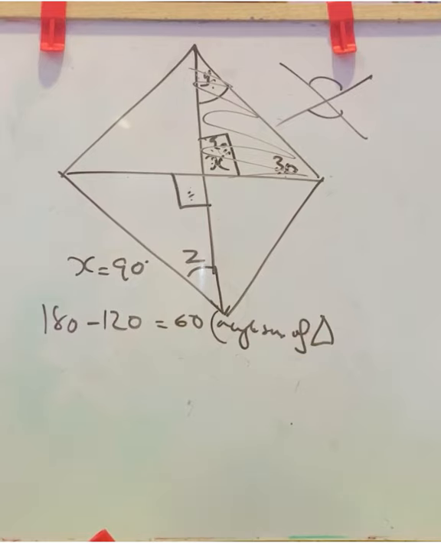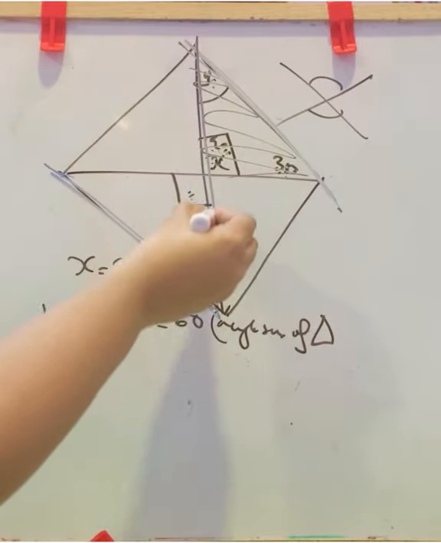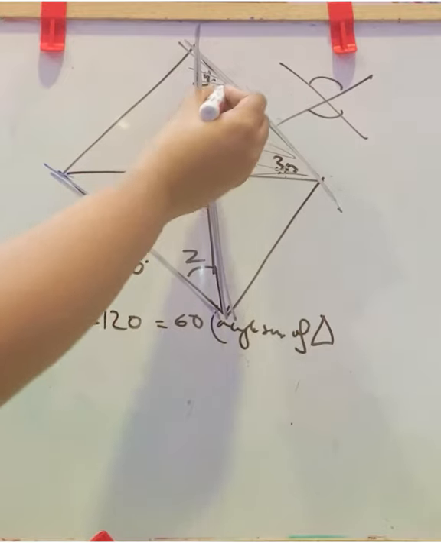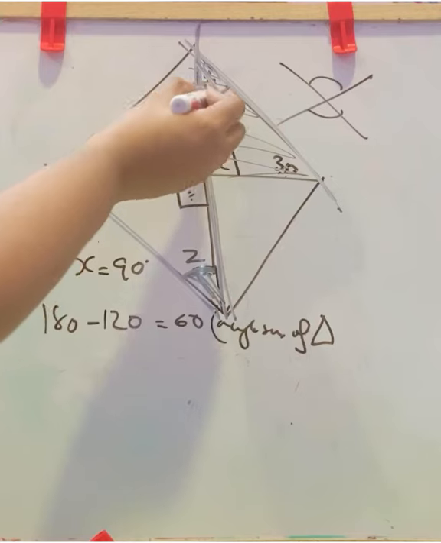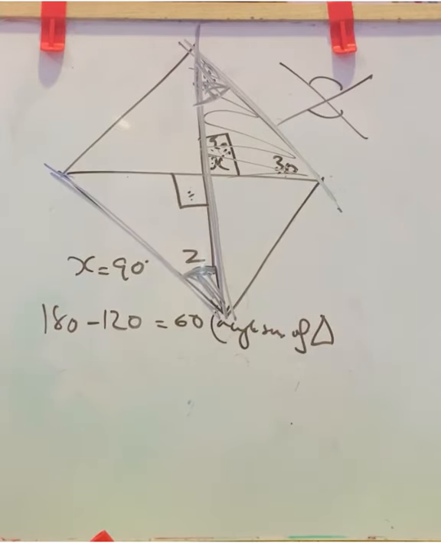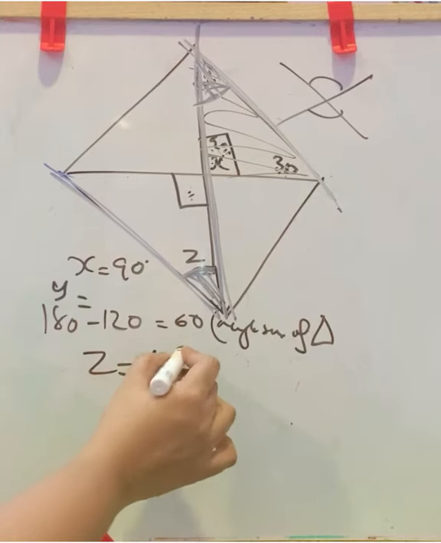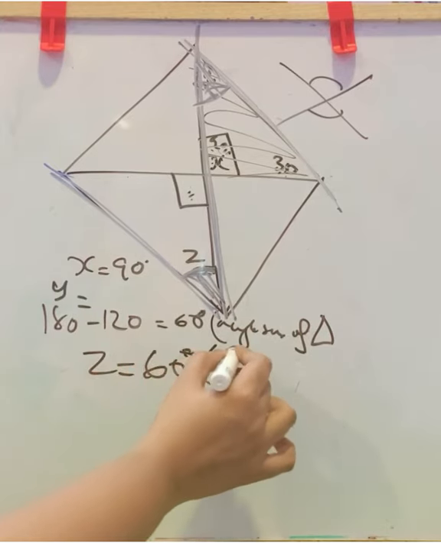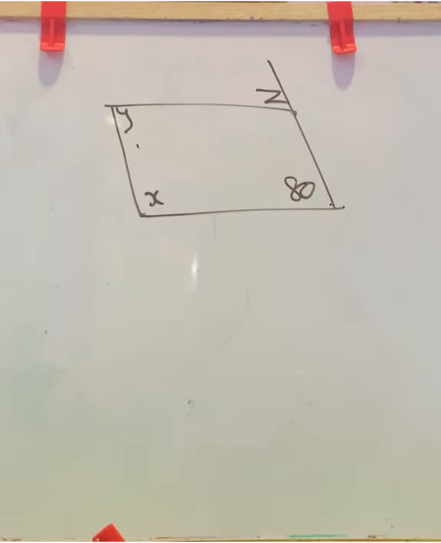Now for z, you can check this parallel line and this parallel line. Now a transversal is falling. This is an interior angle. This is also an interior angle. They are alternate interior angles. So alternate interior angles are equal. If this angle, that is, if y is 60, then you can say z is equal to 60 degrees because of alternate interior angles.